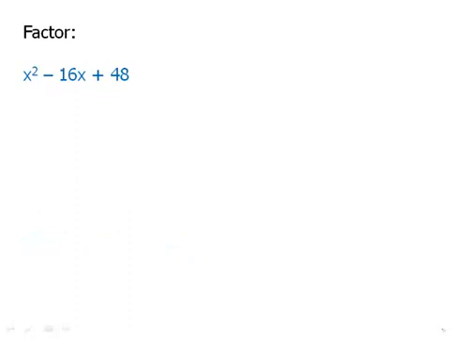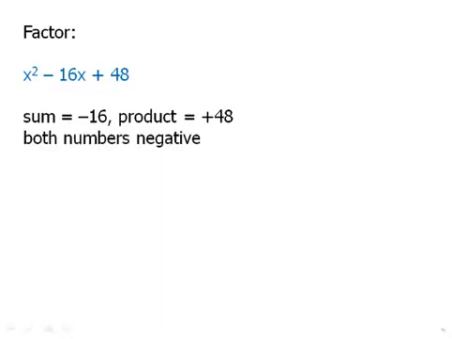Now this one's interesting. Here we have a positive product but a negative sum. Well, how does that happen? Well, this means that both the numbers are negative. Because in other words, if you have negative times negative, that will give you a positive, but if you have negative plus negative, that will give you a negative. So both numbers must be negative. So we need two numbers that multiply to 48. And really, one way to think about it is they multiply to 48 and have a sum of positive 16, and then we'll just make them both negative.